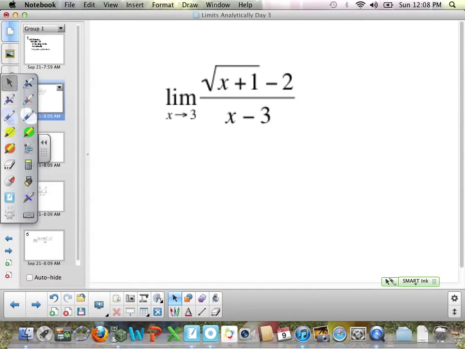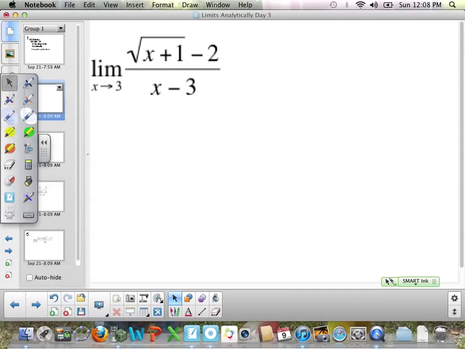An example where you may have to rationalize is whenever you see radicals. You see that you may have to rationalize by doing the plug and chug. If you plug in 3 to evaluate the limit, on the top you get 3 plus 1, the square root of that is 2. 2 minus 2 is 0. So you got 0 on top, 3 minus 3 is 0. You got 0 on bottom. 0 over 0 means you have to do some more work. And that work is rationalizing.